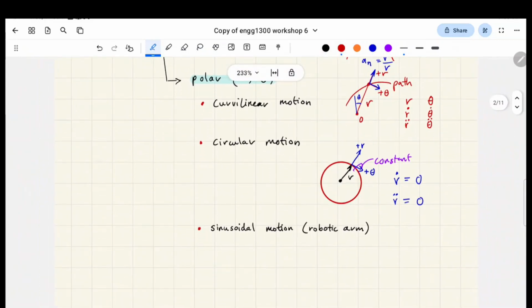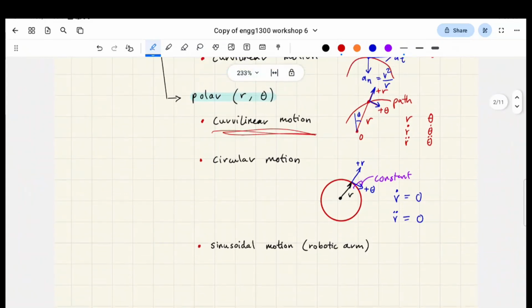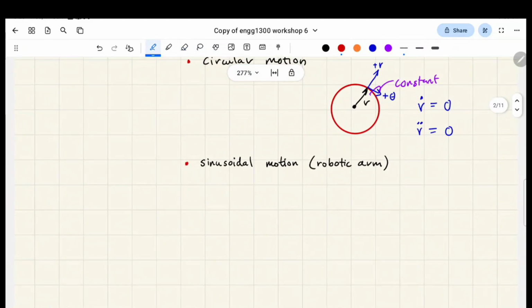For sinusoidal motion, you use the same formulas as you do for the curvilinear polar motion, but it's just a slightly different application. The curvilinear polar motion might be useful for a rocket being tracked by a satellite, for example, but sinusoidal motion might be useful for a robotic arm. I'm going to draw this really badly.